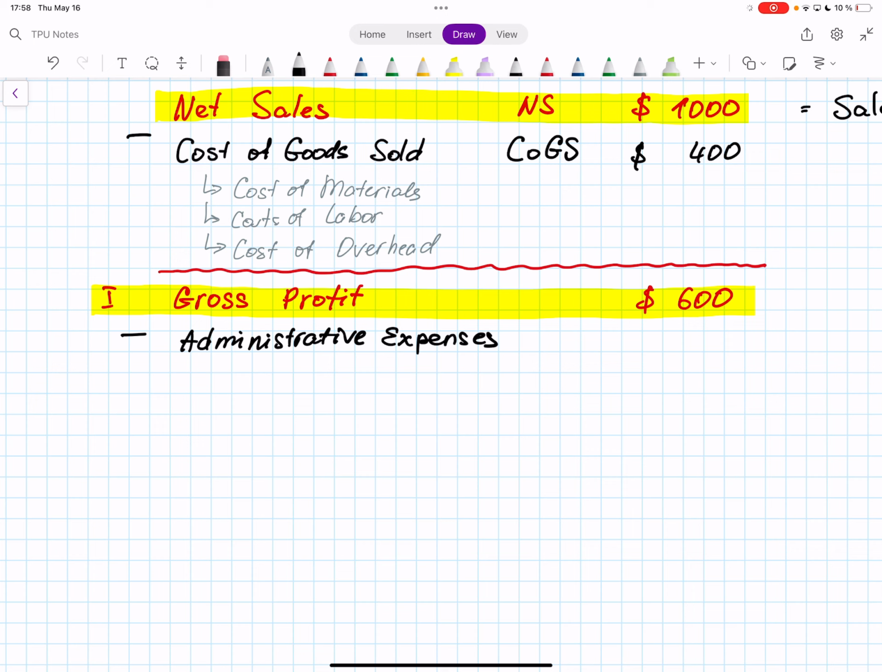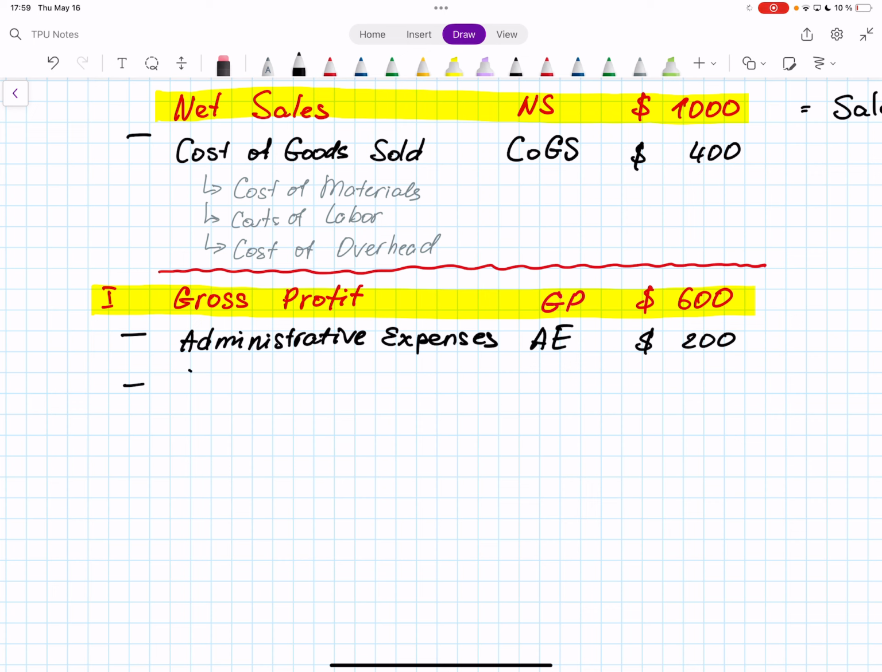Administrative expenses, AE. Oh, by the way, gross profit will be GP, gross profit. Налоги у нас? Нет, административные расходы. This is administration, management, administrative buildings. Не с точки зрения государства. No, inside the company. Let's say they are 200.